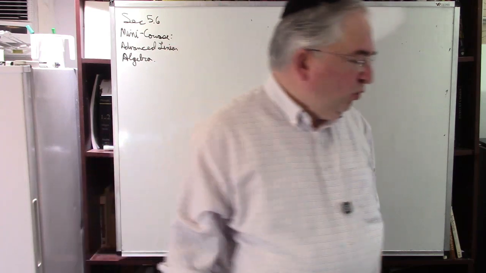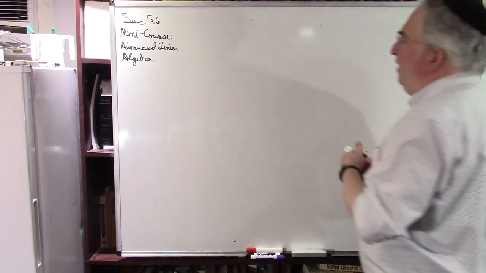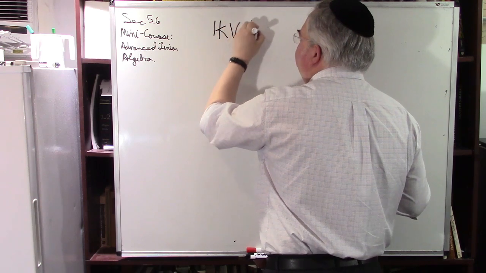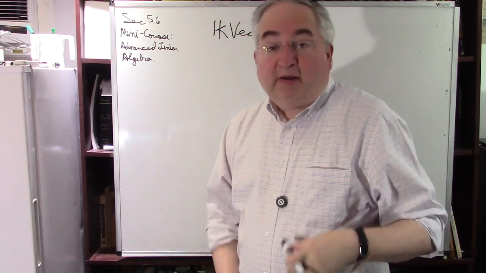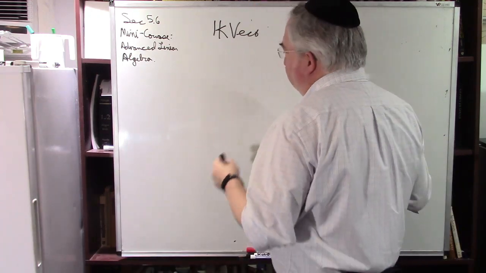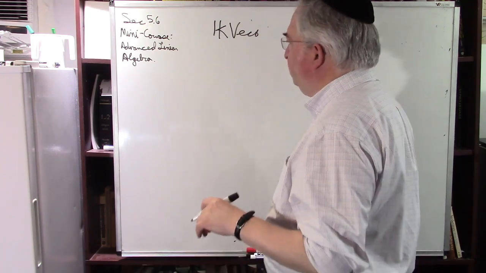Okay, let's just review what we saw in the basic setup. So we have the category K-vect. The objects of K-vect are K vector spaces, where K is a field. The morphisms are linear transformations. So we saw that already.